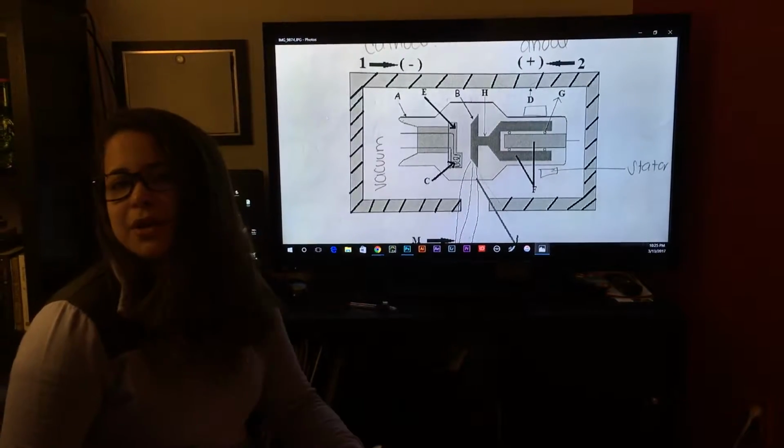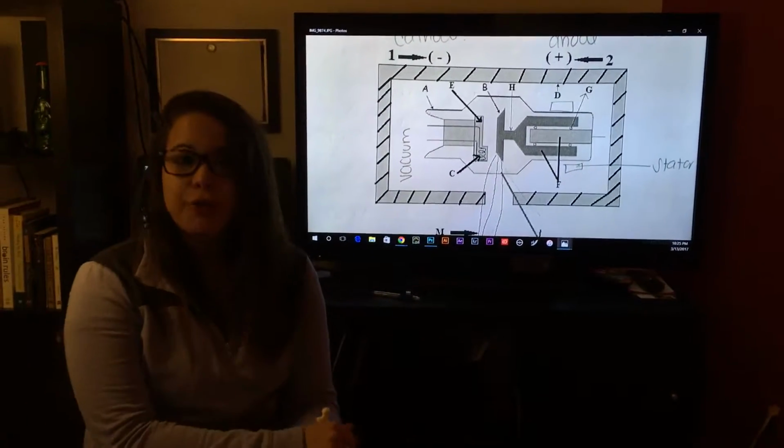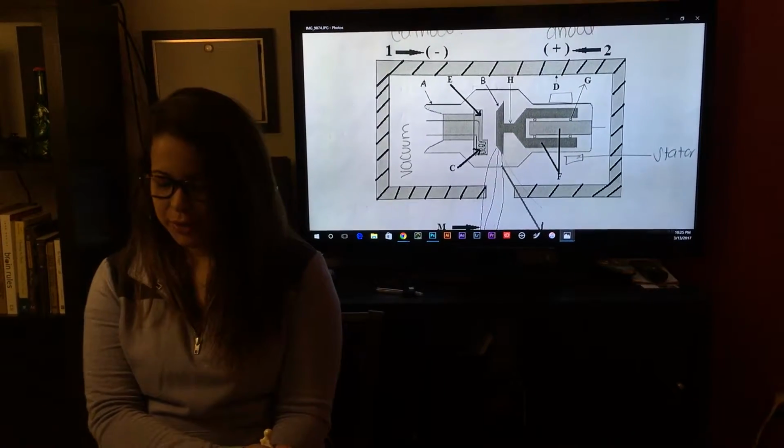Hi everyone. Today we're going to be talking about the X-ray equipment. First, let's go over the components of the radiographic unit.